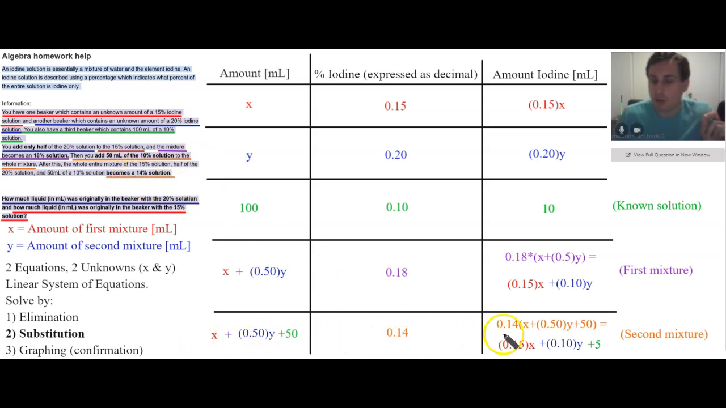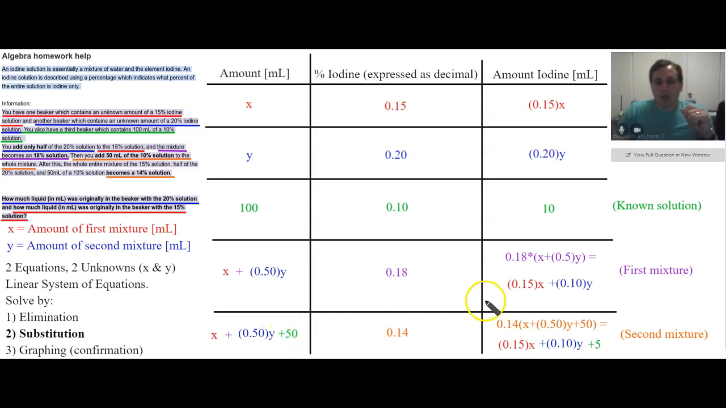When we multiply those, this is the equation, 0.14 times (x plus 0.50y plus 50) equals, that's the second mixture, these two components, solution 1 and solution 2, plus 5 milliliters of iodine, because that's 10% of this 100 milliliters, but then half of that, so that's going to be 5 milliliters of iodine, or you could say 10% of this 50.